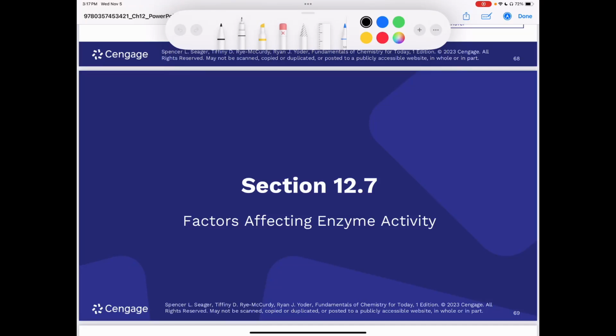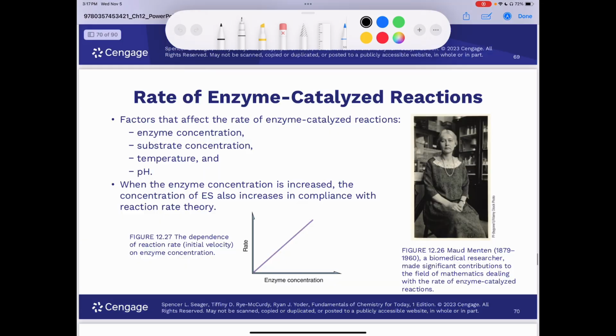Okay, so let's take a second and look at factors that can affect enzyme activity. Several factors affect the rate of enzyme catalyzed reactions, and it's a field that's been advanced in part by the pioneering biomedical researcher Maud Menten, and you can see her picture here. And she made several contributions to quantifying these processes that we're going to take a look at in this video.